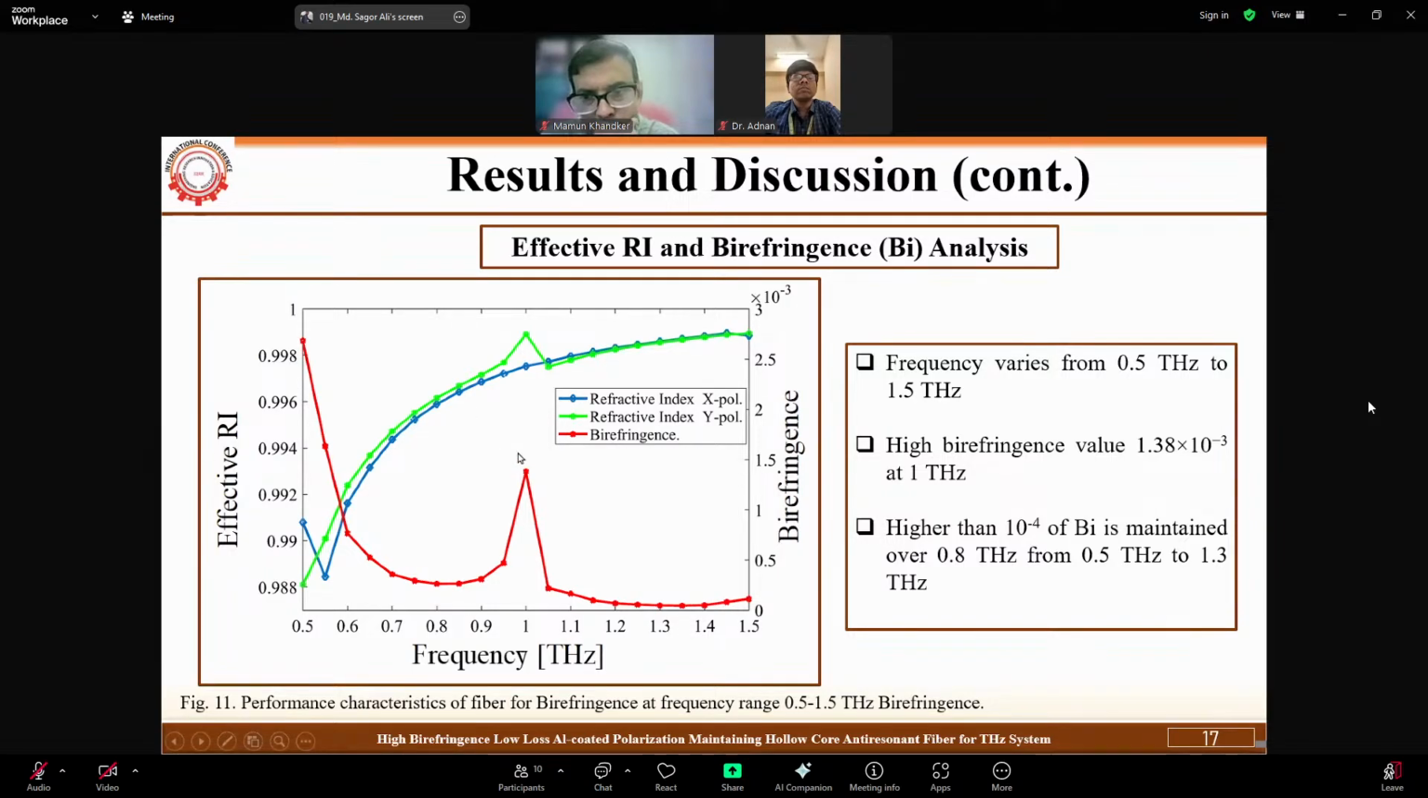In this figure, we can obtain a high birefringence value of 1.38 × 10^-3 at 1 terahertz. A birefringence higher than 10^-4 is maintained over 0.5 terahertz to 1.3 terahertz.